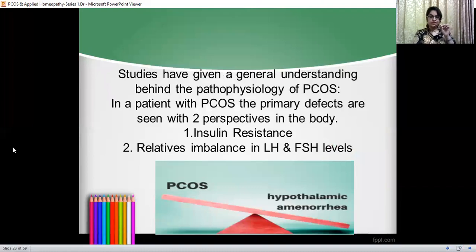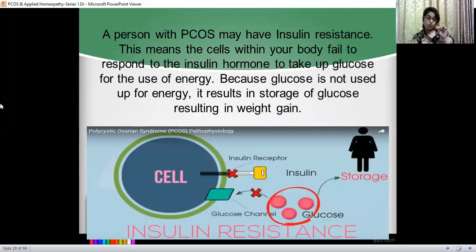Studies have given a general understanding behind the pathophysiology of PCOS. In a patient with PCOS, the primary defects are seen from two perspectives in the body. First is insulin resistance. Second is a relative imbalance in LH and FSH levels. So always please check insulin, fasting insulin level, of each and every PCOS case. So let's study what this insulin resistance is. If I'm repeating the same, there must be some importance of this insulin resistance.